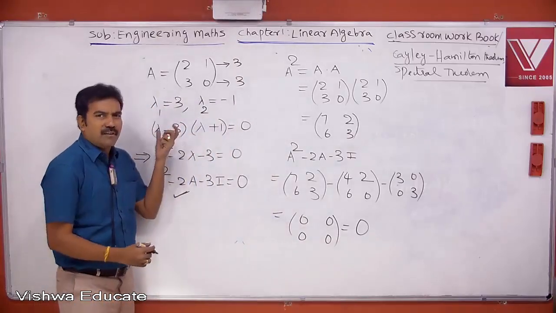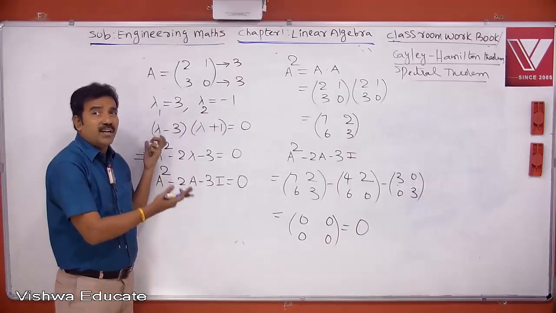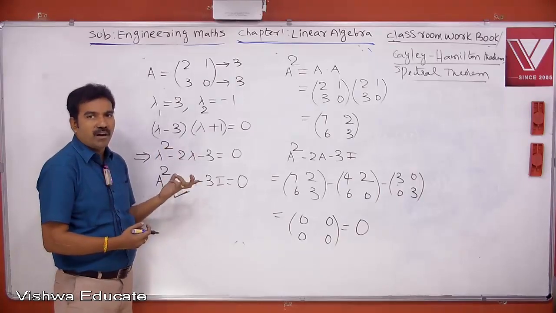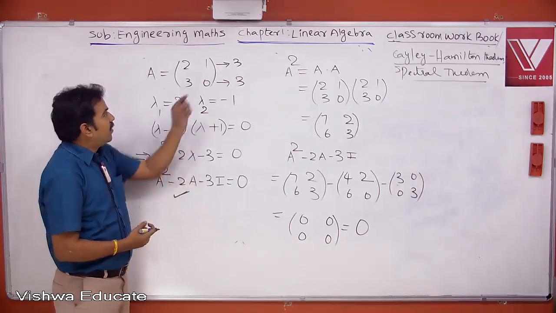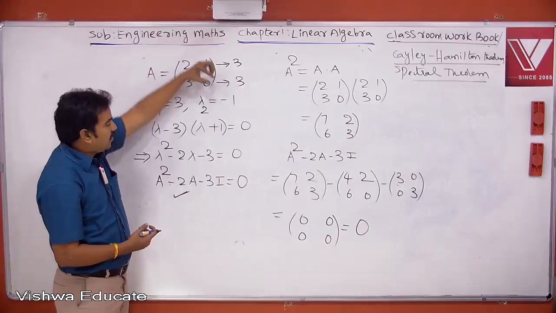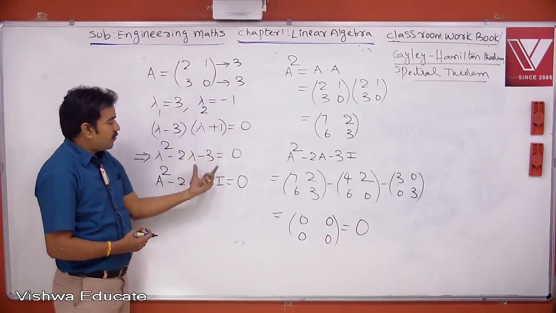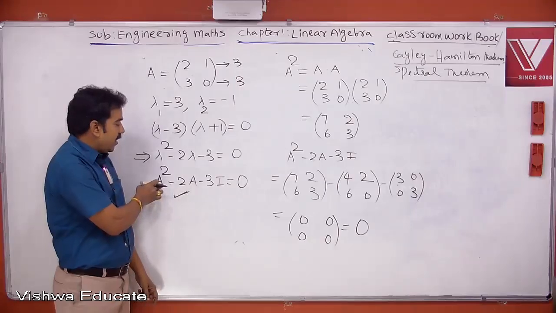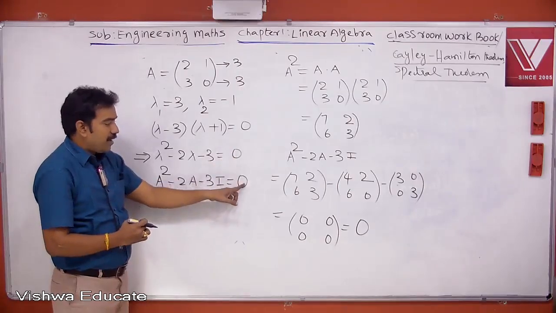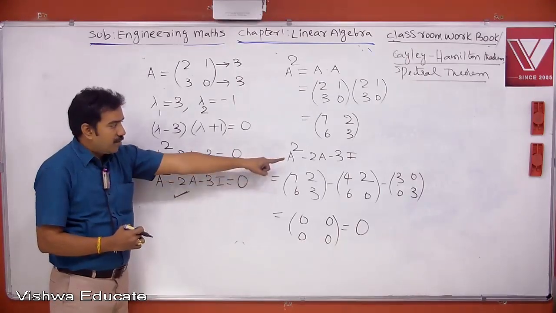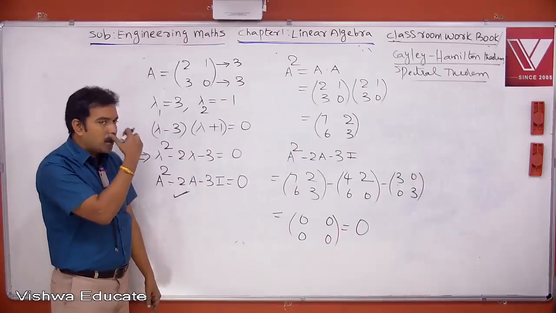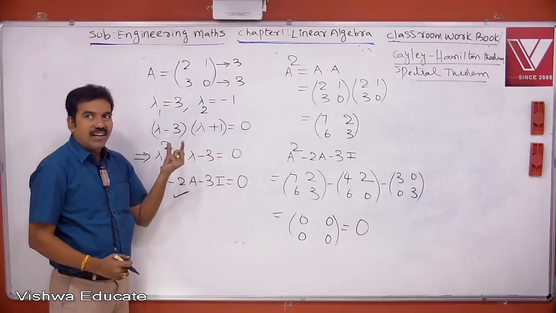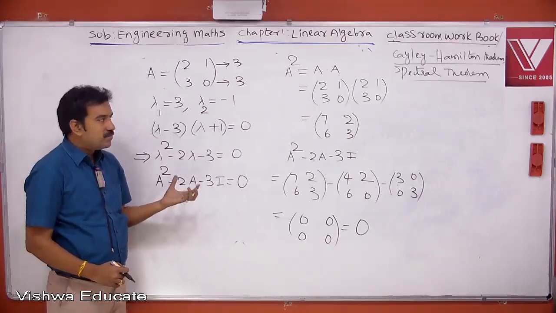Therefore, not only for this example, it is valid for any n cross n matrix. We have verified this by taking a simple 2 by 2 matrix. Right? Therefore, this is the 2 by 2 square matrix. These are my eigenvalues. This is my characteristic equation. When lambda is replaced by A, this 0 is replaced by null matrix. Therefore, A square minus 2A minus 3I equal to 0. Therefore, this square matrix satisfied its own characteristic equation.